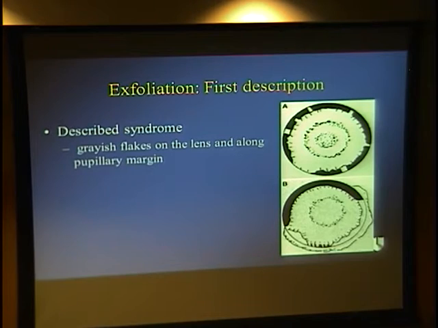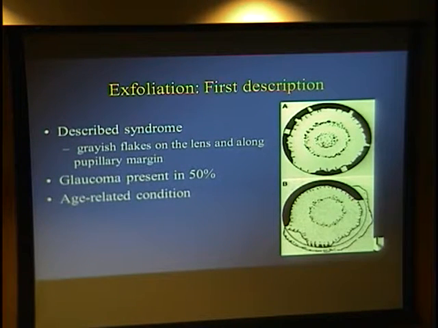These are actually his drawings. His first description was very good. You can see the typical bullseye pattern, described the grayish flakes on the lens surface and other structures associated with it. He also noted that glaucoma was present, at least in his group, in about half of those who had this syndrome, and that it occurred in folks that were older in age, usually over the age of 60.